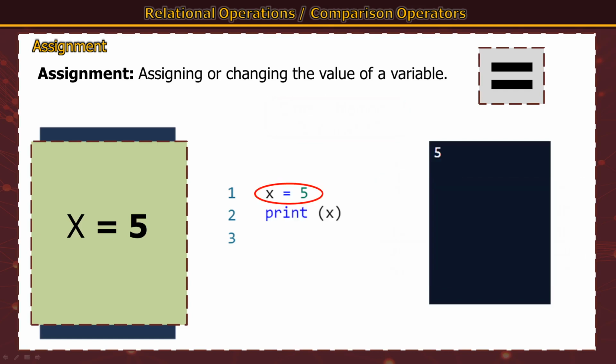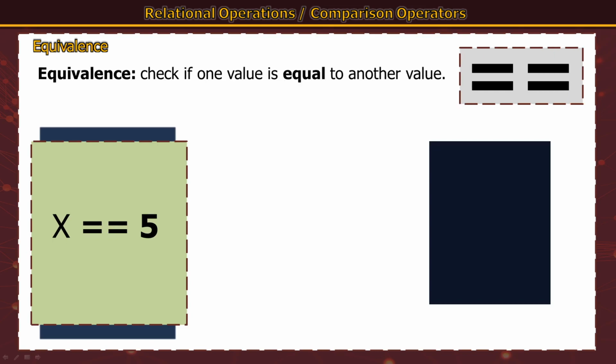So here I've got x equals 5, and when I print that out, it would print out x to the screen. Equivalence. This is basically checking if one value is equal to another. When using a double equals, this is checking if one value is equal to another. So in this case, we're checking if x is equal to 5. So if I was to change x to a number, such as 5, we're basically checking is the value 5 equal to the value 5. Now, the outcome of this would be true because 5 is equal to 5.